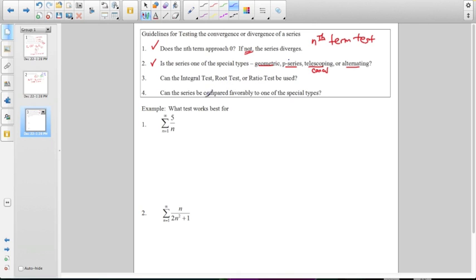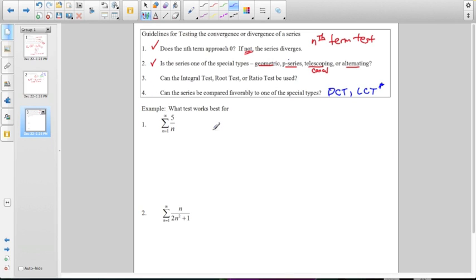And then the last thing you can do is look for a comparison. So this is the direct comparison and the limit comparison. Those are really time consuming, especially this one, a lot of math involved. So that's kind of the progression you want to look for.